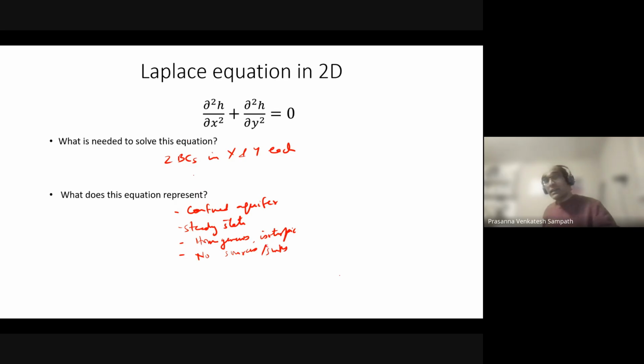So this is my Laplace equation in 2 dimensions. It requires 2 boundary conditions in x and y directions each, and this is an equation which represents a confined aquifer at steady state in which the aquifer is homogeneous and isotropic and there are no sources and sinks. And now I'm going to try and solve this particular equation using a numerical approach. We will do that in tomorrow's class.